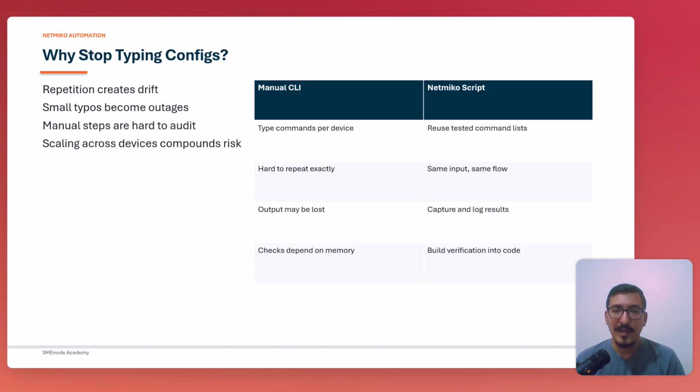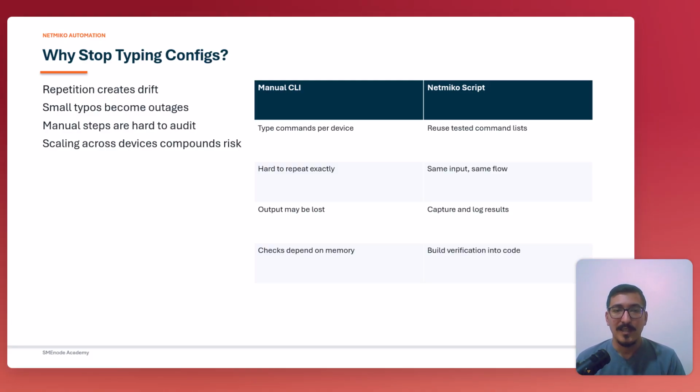Typing one loopback interface is easy. Typing it on 30 switches is where the trouble starts. Repetition creates drift. One device gets the right description, one gets the wrong mask, one gets skipped because somebody got interrupted. Then a week later, nobody remembers exactly what changed.